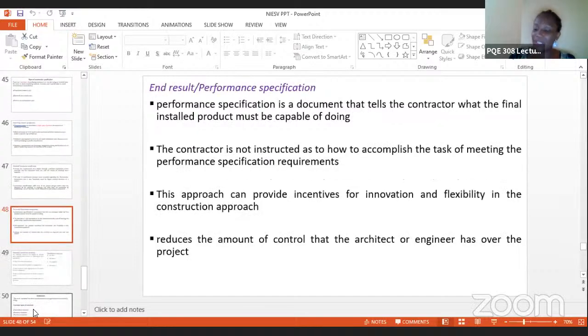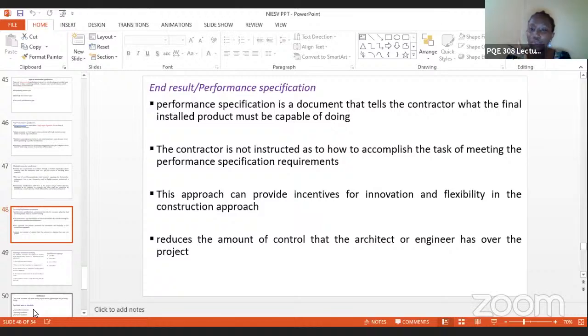And the last type of specification that we have is the end result, or performance specification. A performance specification is a document that tells the contractor what the final installed product must be capable of doing. It tells the operational requirements of a particular product.